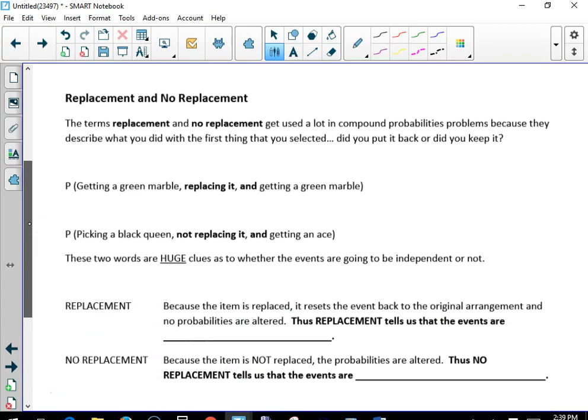Earlier, replacement and non-replacement. The terms replacement and no replacement get used a lot in compound probability problems because they describe what you did with the first thing that you selected. Did you put it back or did you keep it? So, getting a green marble, replacing it, and getting another green marble. That is an independent event. Picking a black queen, not replacing it, and getting an ace, that is not independent, because you had 52 cards, and then you only had 51 cards.